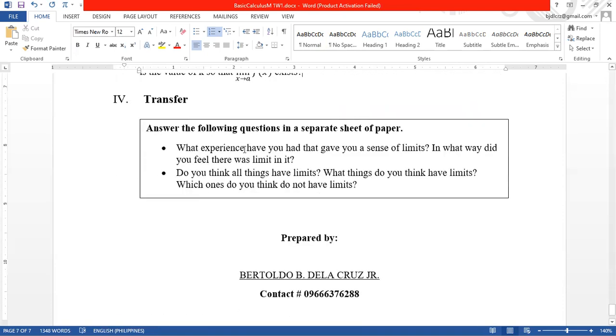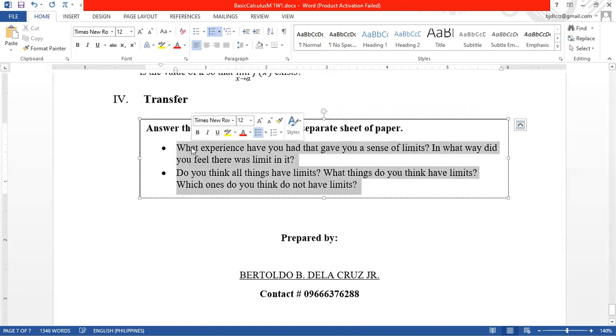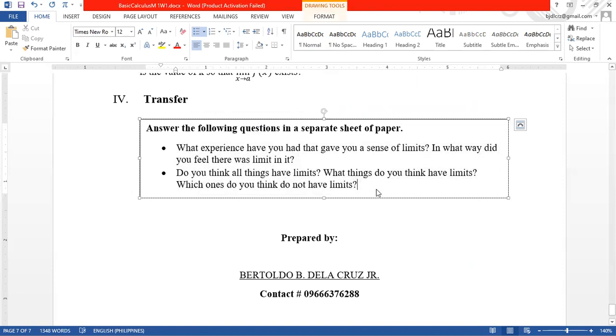So can I answer the following question? What experience have you had that gave you a sense of limits? In what way did you feel that there was limit in it? Do you think all things have limit? What things do you think have limits? Which one do you think do not have limits? So kung maghugot mo diha, hugot lang, bahala na mo sa inyong kinabuhi.